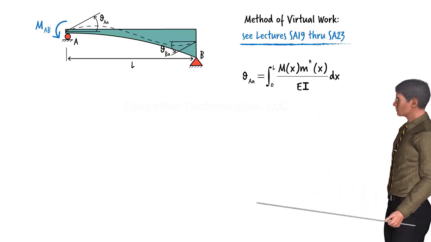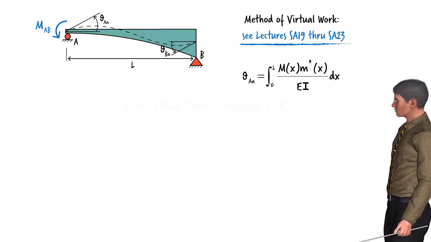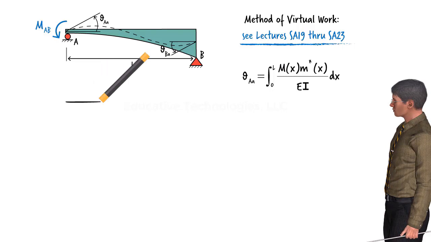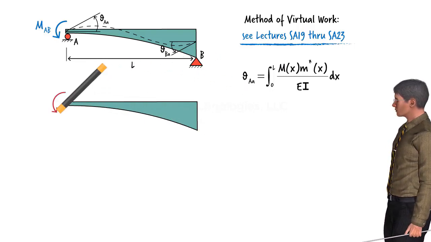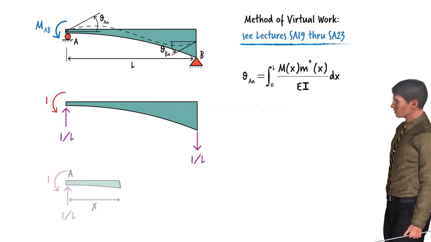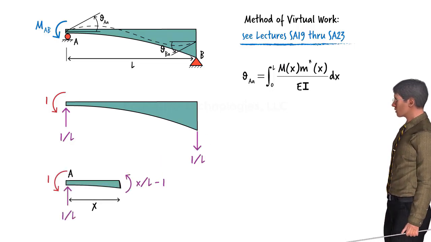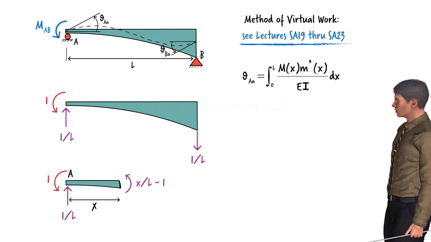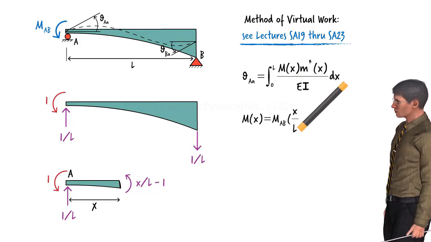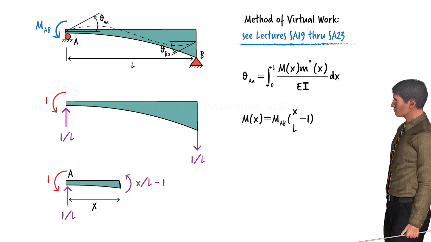To determine m(x), we draw the free body diagram of the beam subjected to a unit moment at A, like this. Then, the bending moment equation can be written as x over L minus 1. If we multiply this expression by MAB, we get m(x).